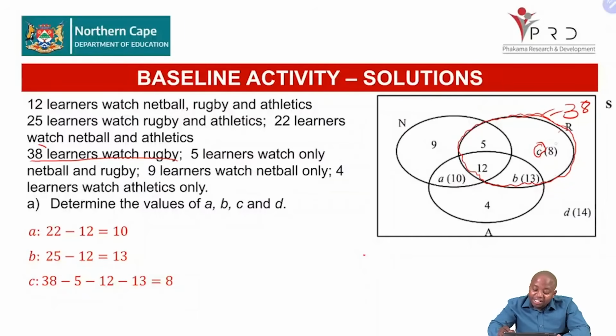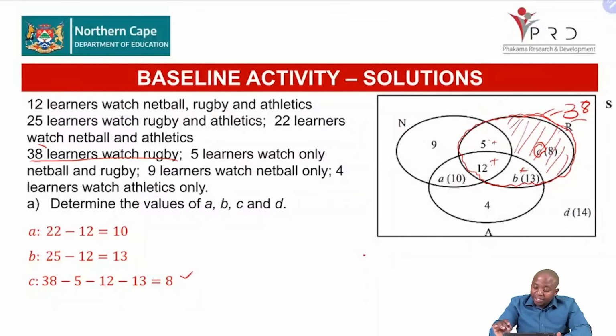So we can now see that C, we are looking for only the part that speaks to rugby only. So no intersections. So to find that value of C, we can see that 38 includes all of the intersections. So to find C, we are going to take 38 for the whole, which is the total for the rugby, and we are going to subtract all of the intersections because C does not fall within our intersections. So we're going to take 38, subtracting 5, subtracting 12, subtracting 13 also. Then we get our C as 8. That will represent rugby only.